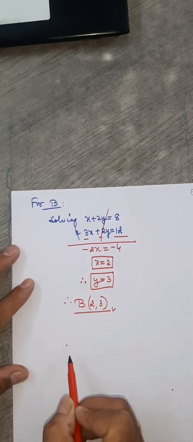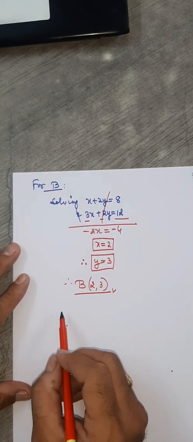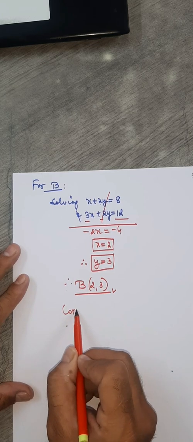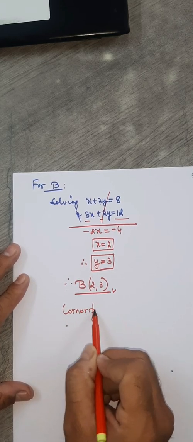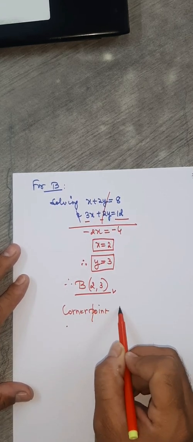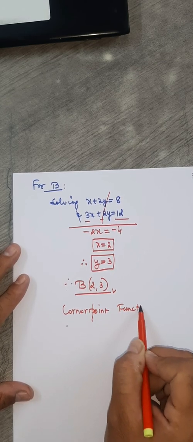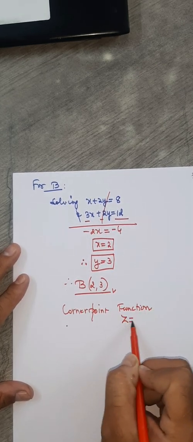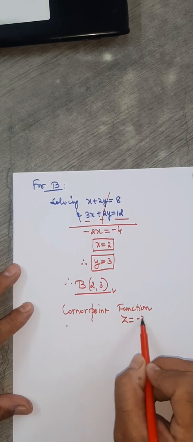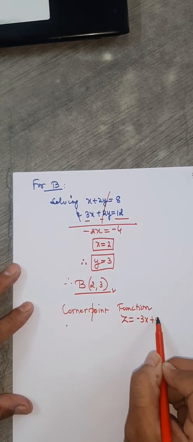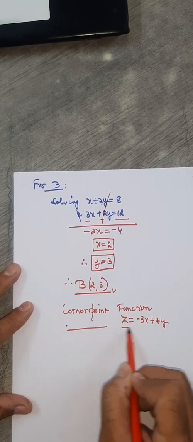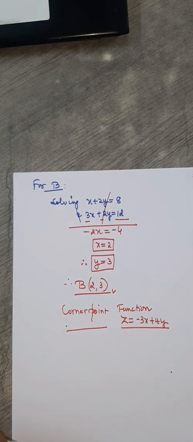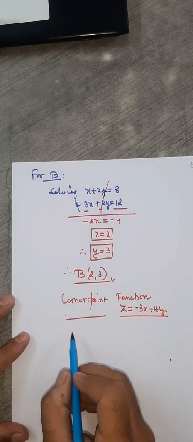So now you got all corner points. So I'll prepare the table. I'll write here corner point and function z. Function z equals to, which function do you have here? Just recall the function, minus 3x plus 4y. Fine. Let me write the corner points now. What are the corner points here?